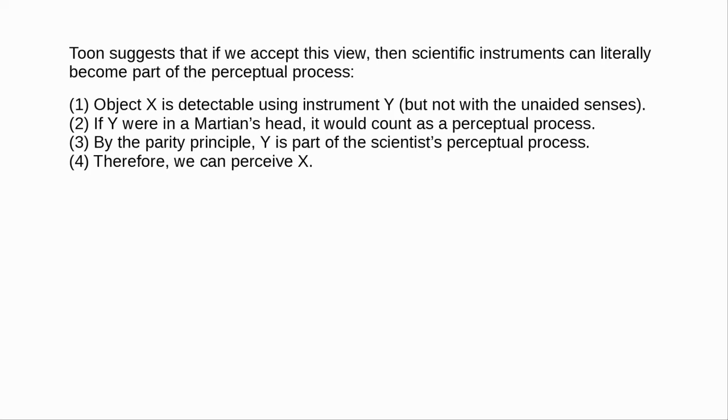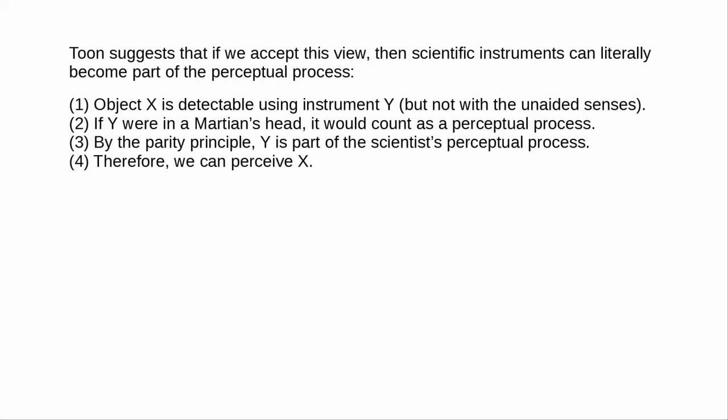Remember, the parity principle tells us that if there is some process that we would instantly recognise as a cognitive process were it done in the head, then that process is a cognitive process. So for any scientific instrument, just imagine a Martian which has that instrument literally inside its head, or at least which has a mechanism inside its head that functions just like the instrument. If we would judge this to be part of the Martian's perceptual process, then we should also accept that it forms part of the perceptual process for the scientist.